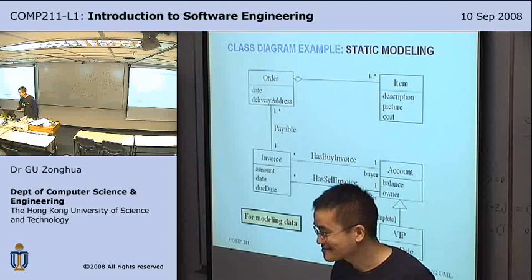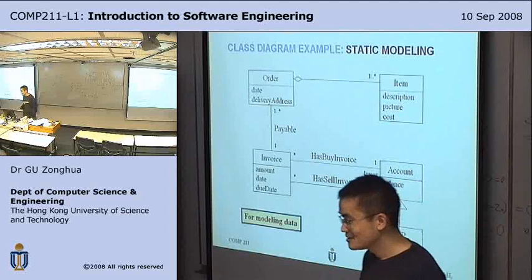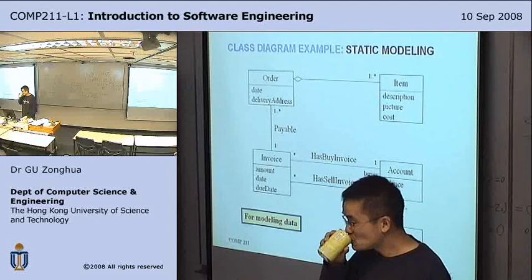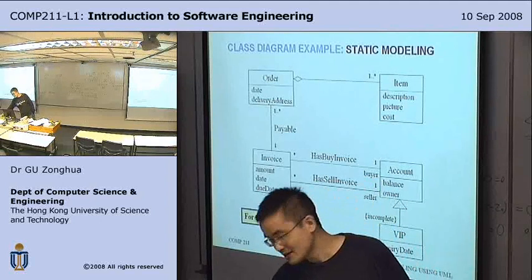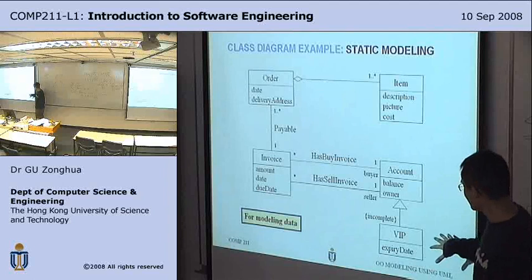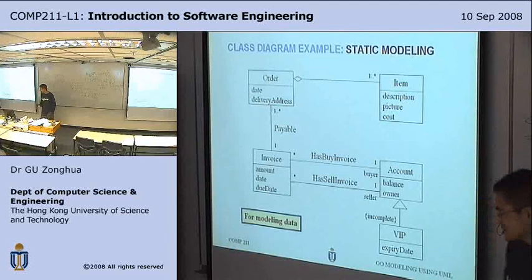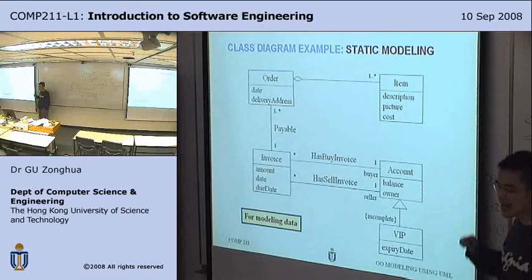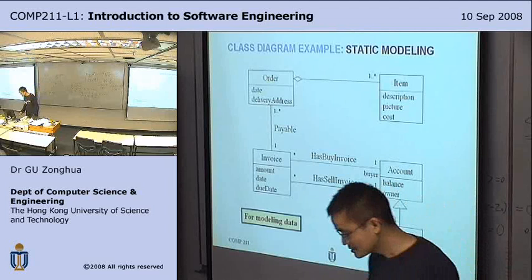What do you think? No. Why not? If an account is not VIP, then it is a non-VIP account, right? So it's not necessary to make another. Yes, exactly. You make a subclass only because you want to add some new attributes or operations. If the subclass is identical to the base class, to the superclass, then it's not necessary to add it. It's redundant.